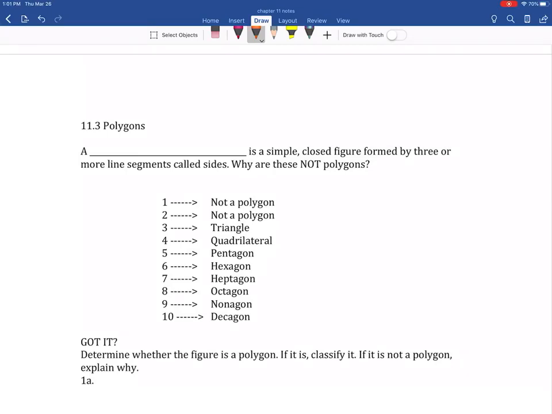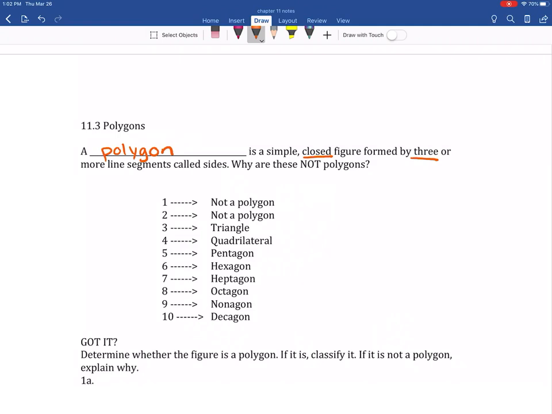Welcome to Chapter 11, Section 3 on polygons. A polygon is a simple, closed figure formed by three or more line segments that we're calling sides.